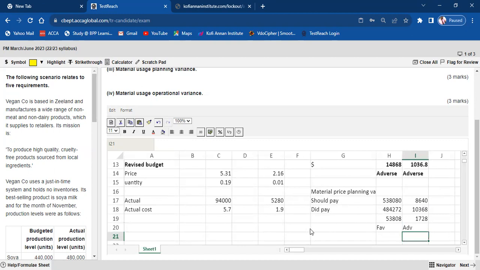Those are the variances in dollars. Sorry about that. In dollars, price. That is the material price planning variance calculated for soybeans and sugar, 1.5, 1.5.